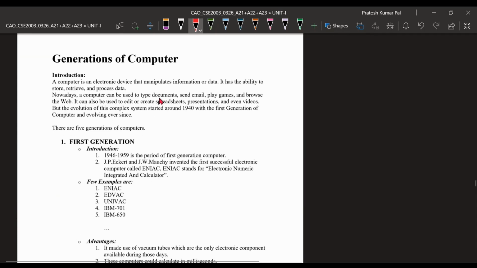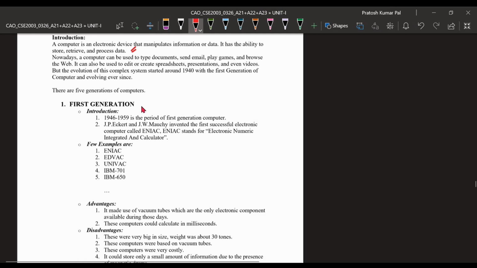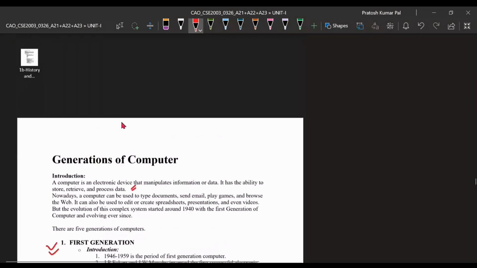The next part we will be seeing is different generations of computers. Here we already know that a computer is an electronic device that manipulates information or data. It has the ability to store, retrieve, and process data. Okay, so we can see the different generations of computers. The first generation was between 1946 and 1959. So we can have a reference.